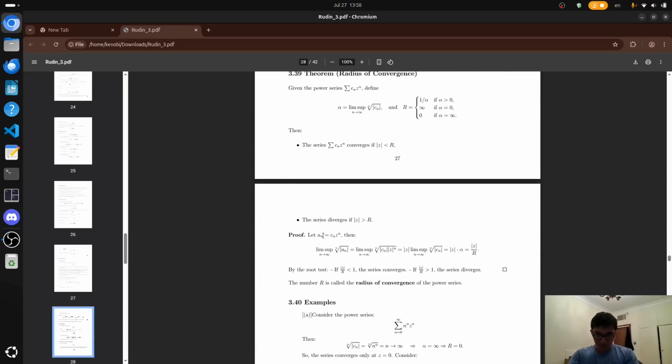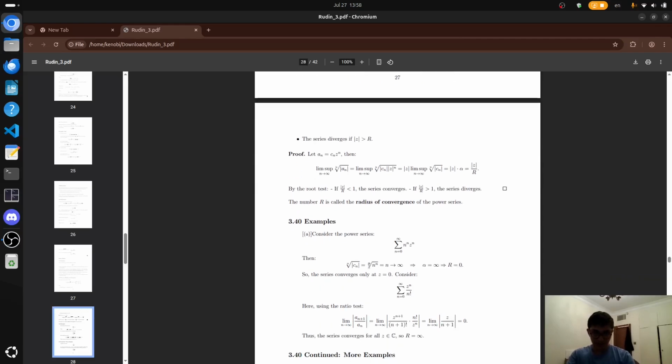So let an equals Cn Zn, replace it, you're going to get this, and this is just equal to alpha, which is equal to z over R. This is what we're going to get over here. So if you want the root test to work, z over R must be less than 1, and if it diverges, z over R is greater than 1. So that's how we define the radius of convergence of the power series.